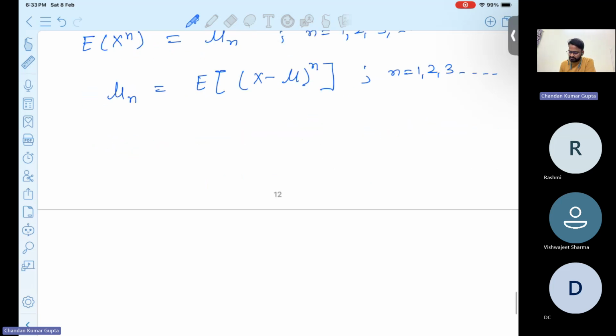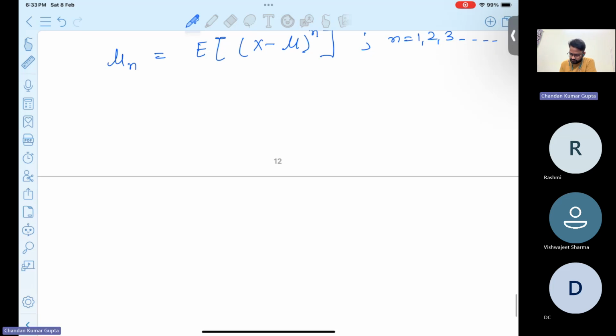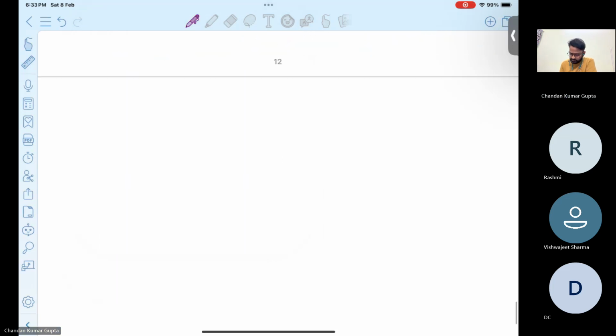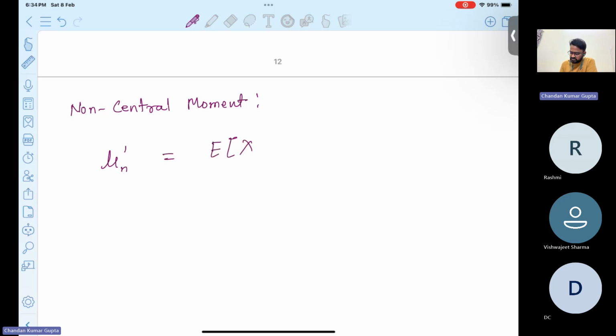Similarly, non-central moment is also defined, and it is usually denoted by mu n dash. The formula for this is expectation of x to the power n. Non-central moment is also known as moment about origin, so x minus 0. That's why it is termed non-central, or x to the power n.